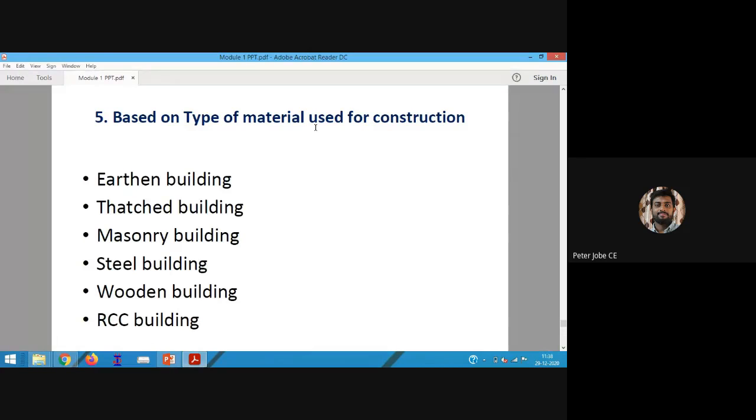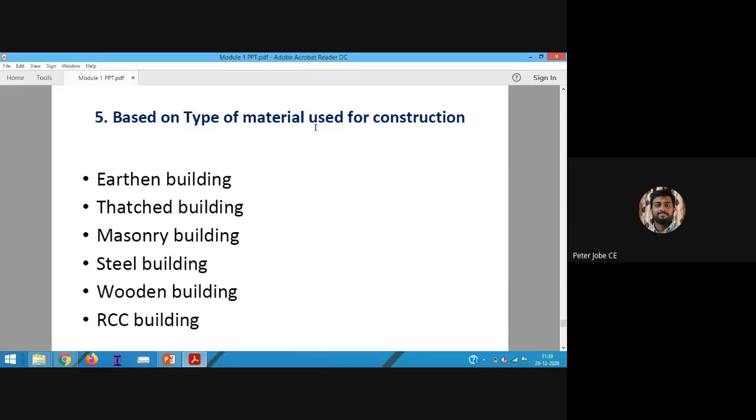And next is the thatched building. Thatched building you might have seen, our grass-roofed house, that is what is called a thatched building. In olden days we used to construct thatched buildings. We used to bring some bamboo and construct the walls, and we used to thatch the roof with leaves or any other substances, and those buildings are known as thatched buildings. The main disadvantage is that it is susceptible to fire.